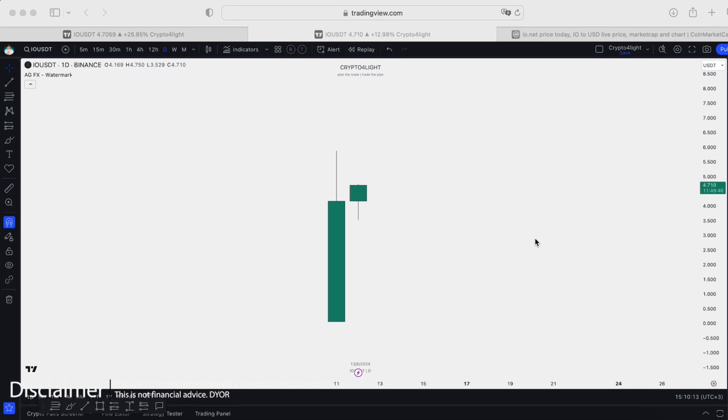Today we'd like to talk about the IO USDT trading pair with my customer set after listing initiation accumulation pump model. Let's dive in.